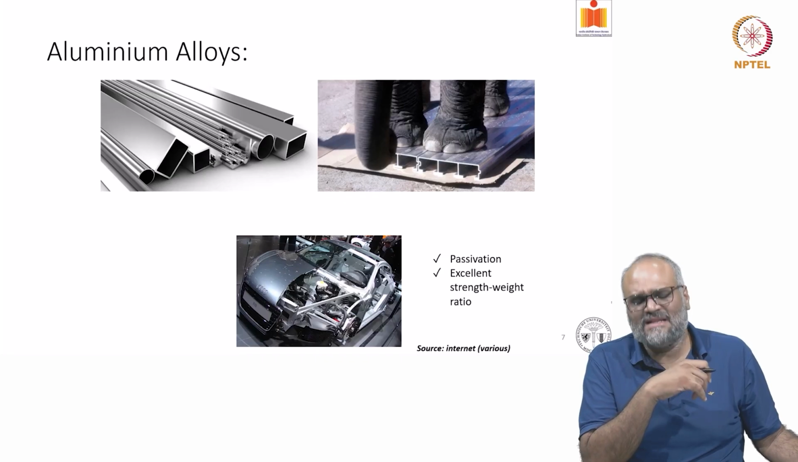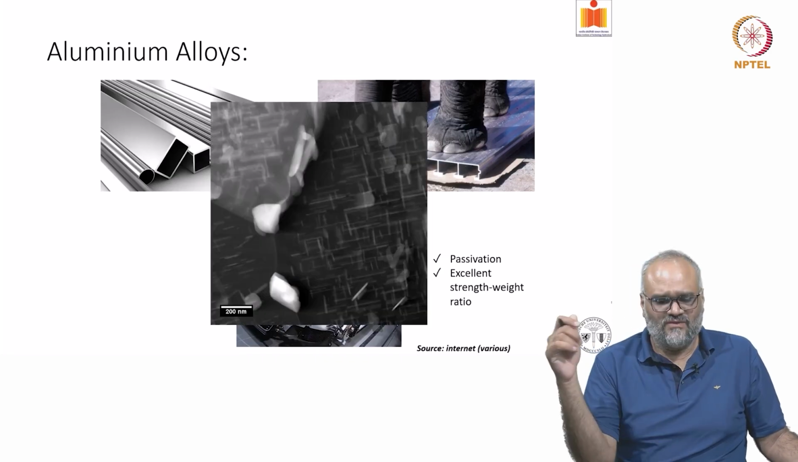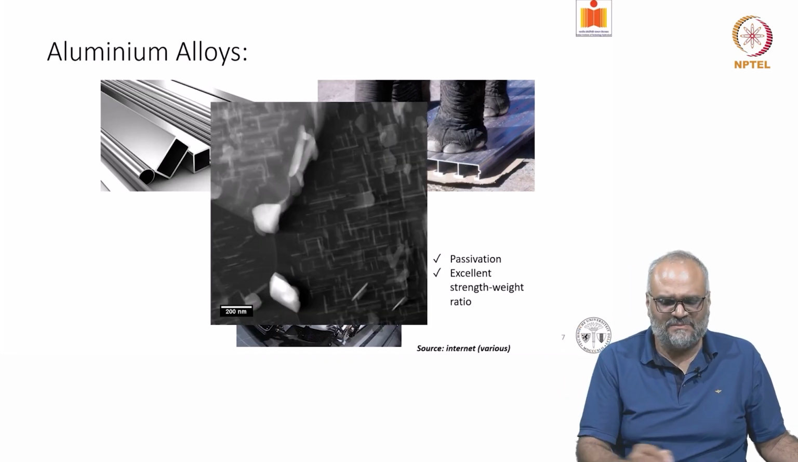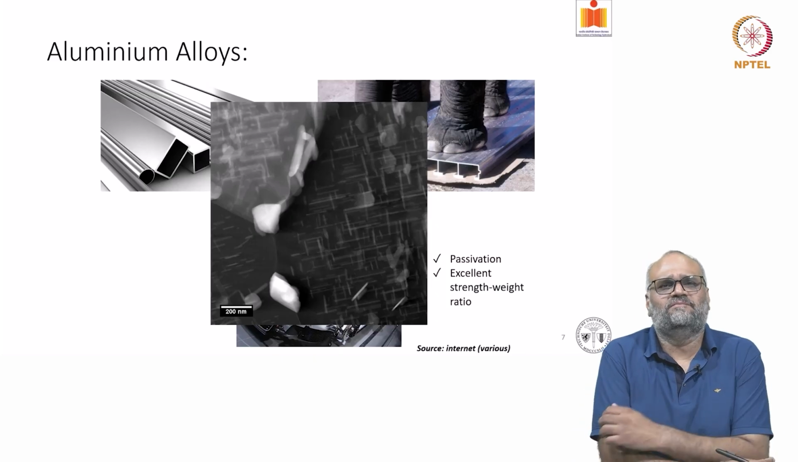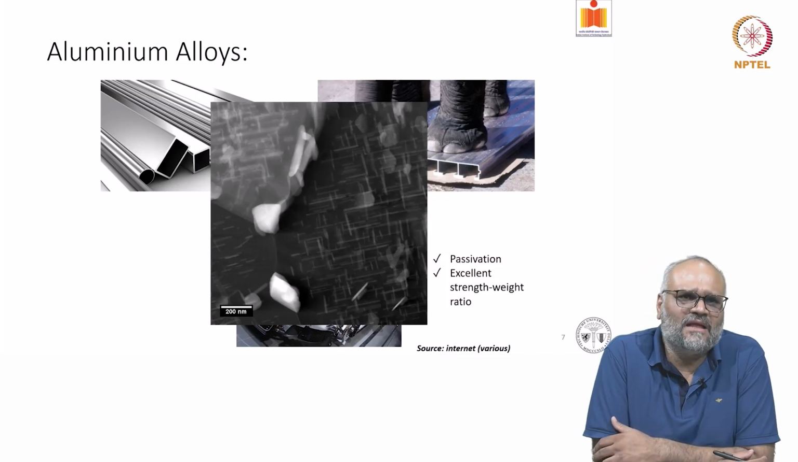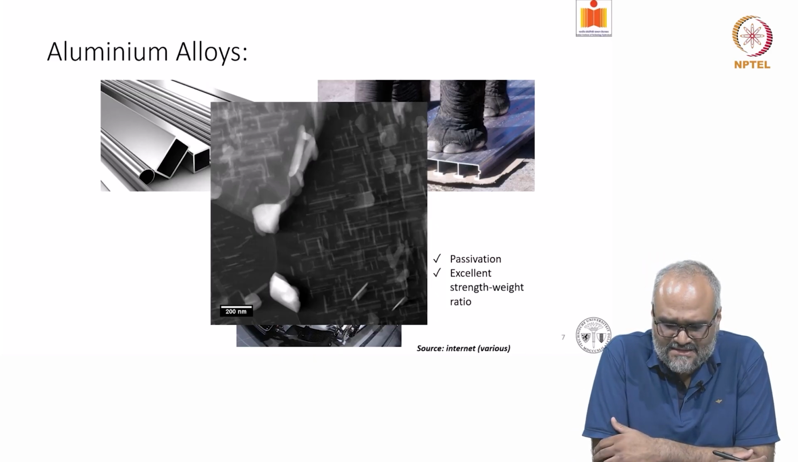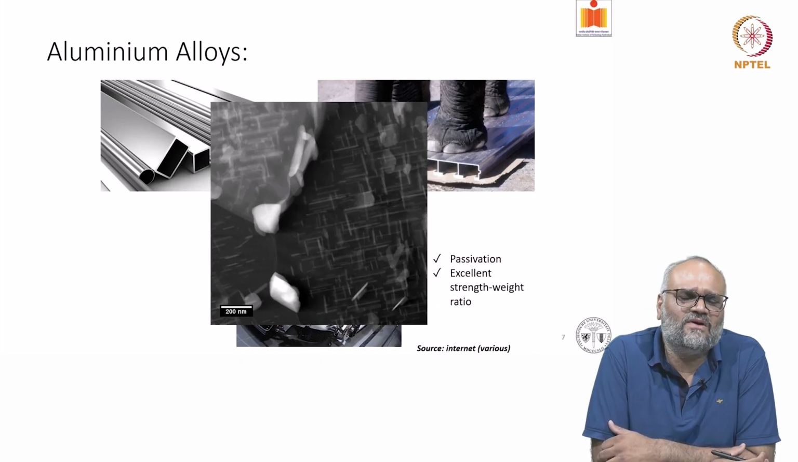And the reason why they get the strength is formation of these sort of precipitates within the aluminum matrix. And these are actually copper-rich precipitates which are formed in the aluminum matrix. And what we try to see here is, is it possible to follow the growth of these precipitates in real time inside the transmission electron microscope?